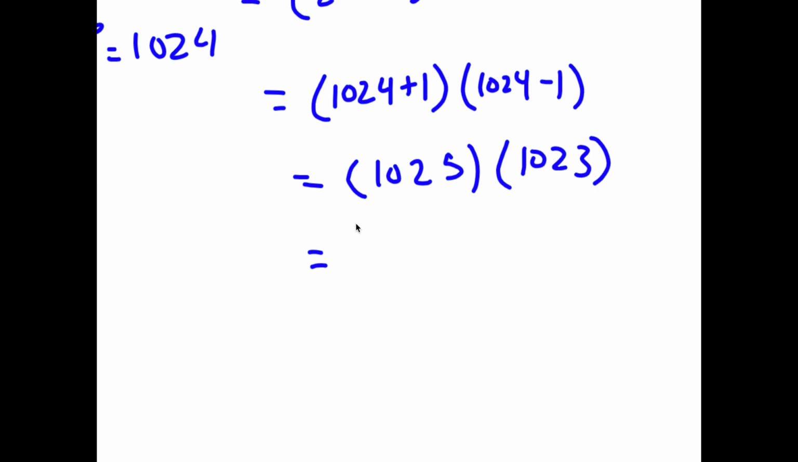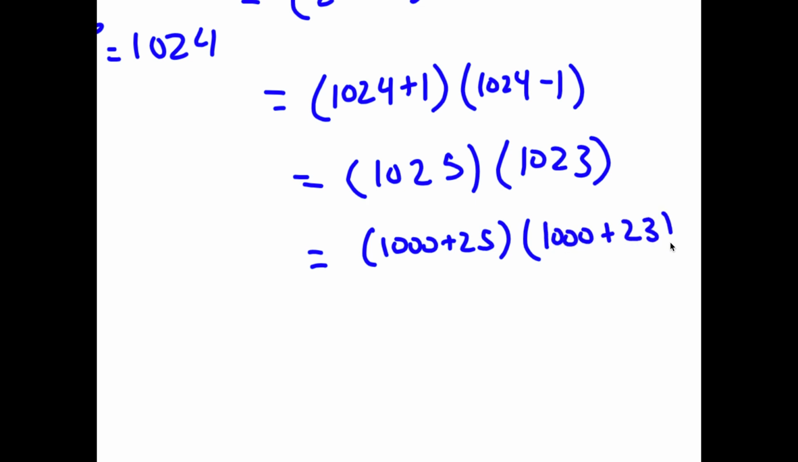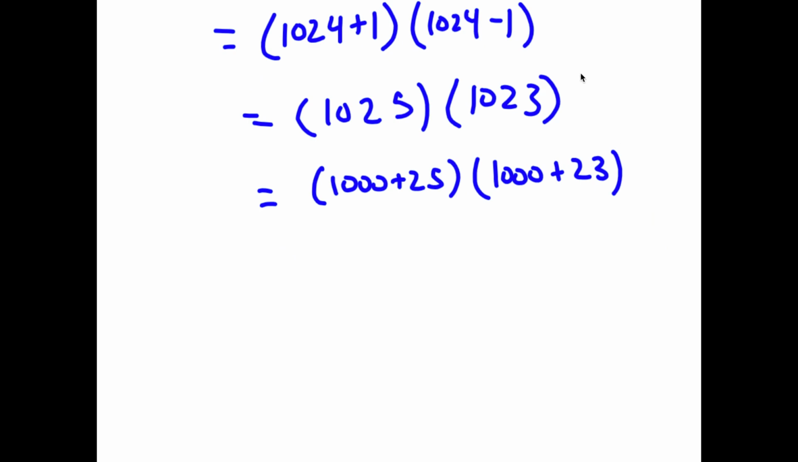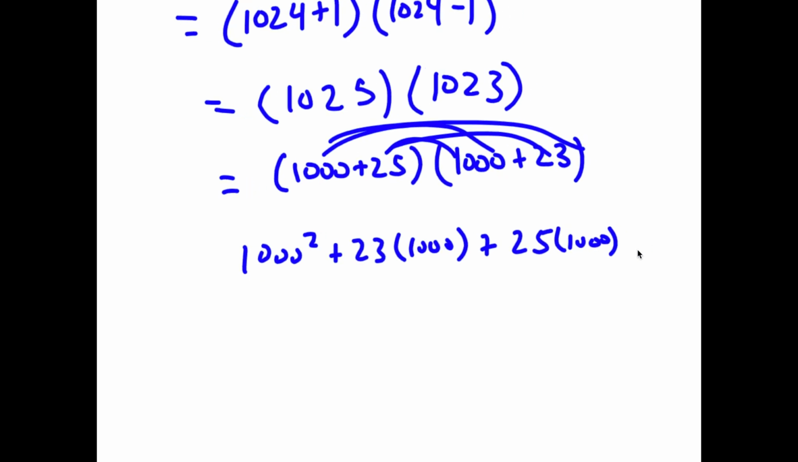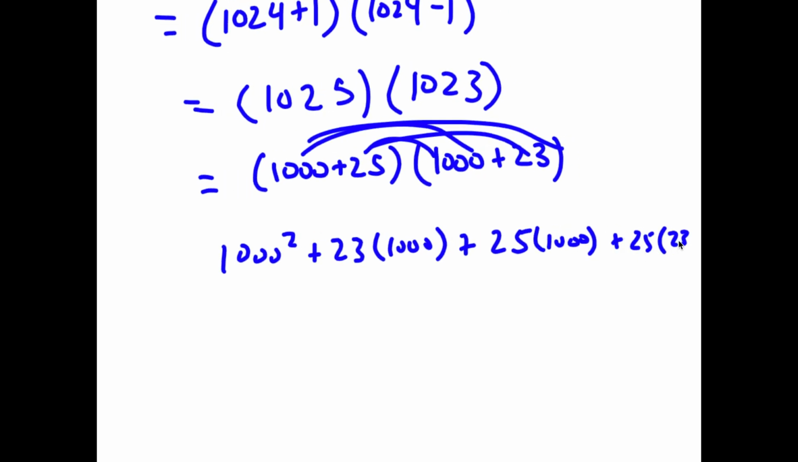Now, to make this easier to solve, I'm actually going to rewrite 1025 so that it's in the form 1000 plus 25. And I'm going to do the same thing to 1023. I'm going to rewrite it in the form 1000 plus 23. And the reason I'm doing this is because it's much simpler to solve. So first off, all I have to do is distribute 1000. So I have 1000 squared plus 23 times 1000. Now if I distribute 25, I have plus 25 times 1000 plus 25 times 23.